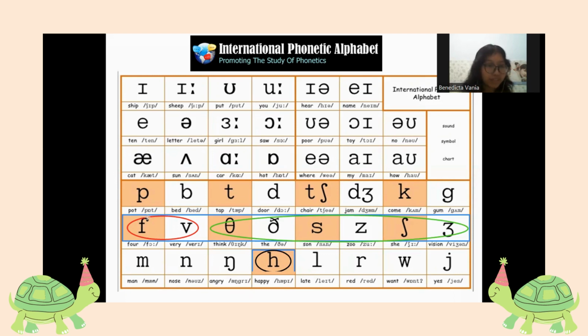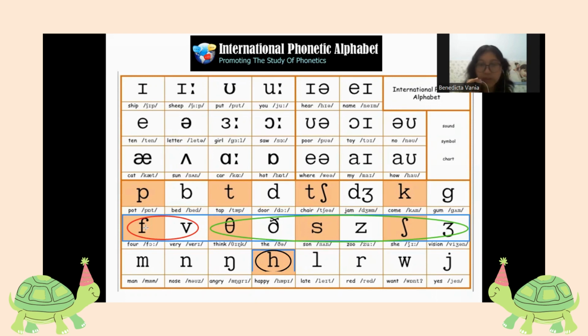We're going to talk about this one. It is pronounced as f. It is used in words like put, find, face, phone, defend, etc. Then we have the v. It is used in words like vein, vine, berry, voice, etc.